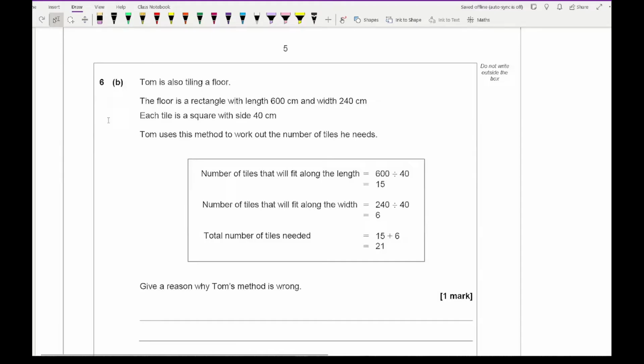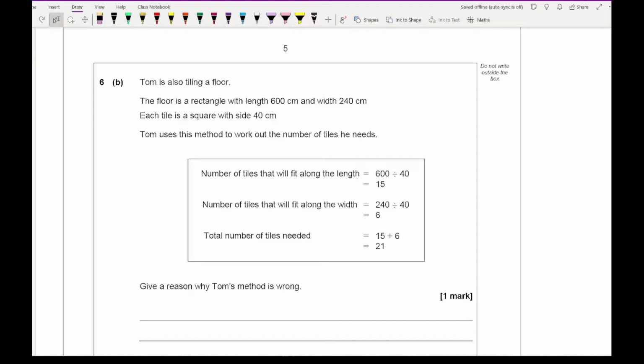Now the next question says that Tom is tiling a floor, and the floor is a rectangle with length 600 centimeters and a width of 240. Each tile is a square of 40 centimeters. Tom uses this method to work out the number of tiles he needs, and so he's simply worked out the calculation. Give one reason why Tom's method is wrong.